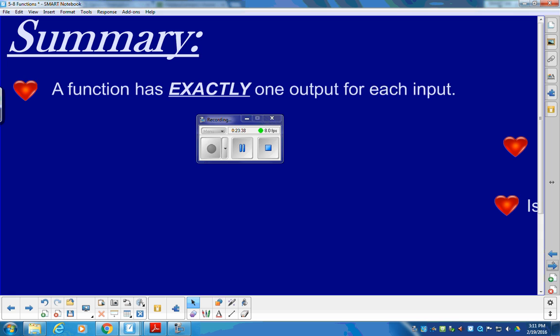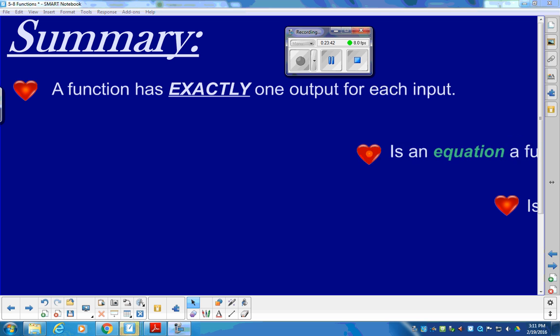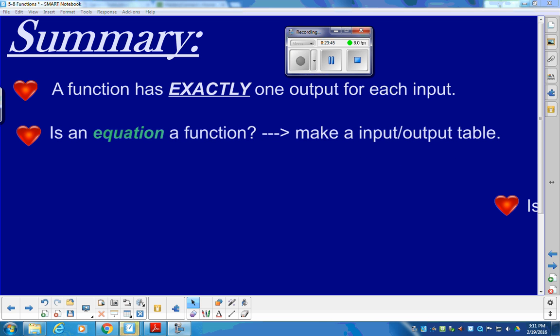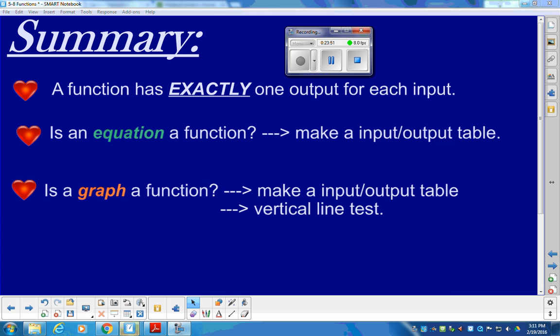So let's talk about our summary today. Remember that functions have one input for every output. Remember that for an equation of a function, you'd have to make an input-output table to decide if an equation is a function. And for a graph, you're going to have to make the table, and then you're going to have to run the vertical line test. There's really no other way to check for a graph, you just have to run that vertical line test. So you would have to make a table first.